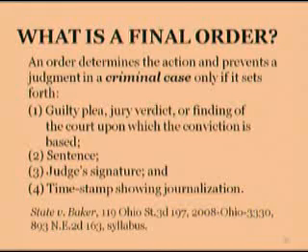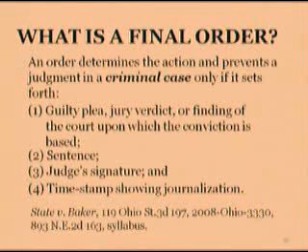But in 2008, in a case called State versus Baker, the Supreme Court laid out the 4 elements that Criminal Rule 32 requires you to have in order for a judgment in a criminal case to be final. The guilty plea, jury verdict, or finding of the court upon which the conviction is based, the sentence, the judge's signature, and a timestamp showing journalization. Simple enough, except that it turned out hundreds and hundreds of criminal defendants who thought they were convicted and who thought that they had final judgments going back years and years and years did not have number 1. They did not have the finding of the court upon which the conviction is based in their judgment entry. And all of these need to be in the same judgment entry in order for it to be final.